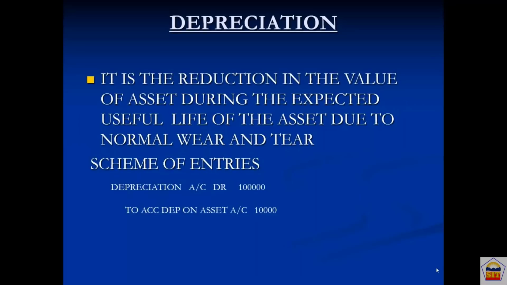For example, the first month has gone, so the accumulated depreciation will come down by 100 rupees. The next month it is going to be 1,100. Then next month it is going to be 1,000, then 900. That is how it will come down every month, and that is how we use this accumulated depreciation.